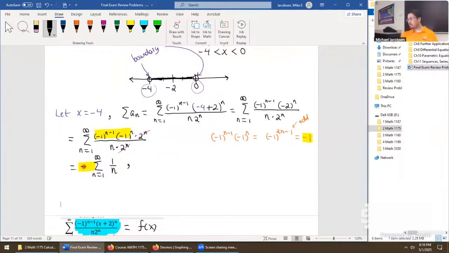So let's say here, this is the divergent harmonic series. It was just extremely well disguised right in this step. It took some algebra to really see it. Does that make sense to everyone in getting that conclusion there?